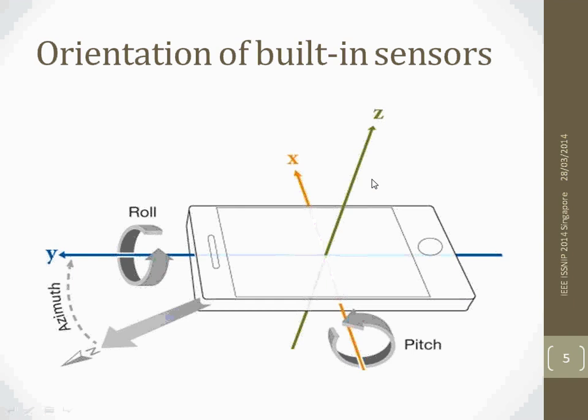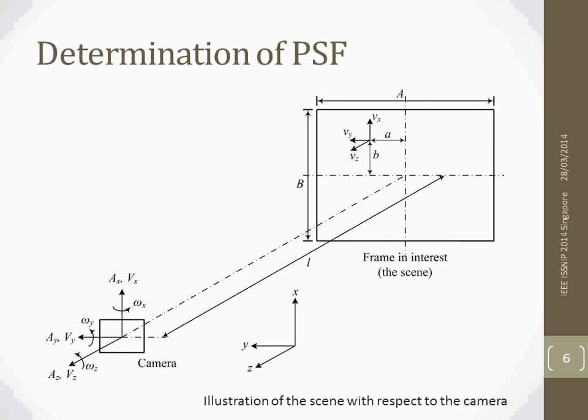Nowadays, most devices have built-in sensors. We use a smartphone in our work, and this is the orientation of the built-in sensors in the smartphone. And this is the placement of the scene with respect to the camera. This is the scene and this is the camera plane. Here L is the distance between the camera and the scene. A and B are the points on the scene with respect to its center.